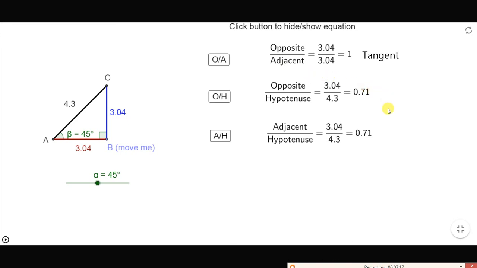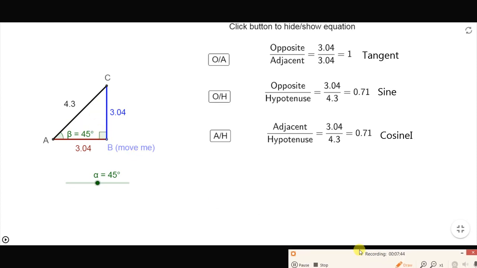The second ratio, which is opposite and hypotenuse, is known as sine, right? And the third ratio is known as cosine. And why is this cosine? Because this is the complementary angle of sine. If you find, for example, this angle is 45 degrees, then this angle will always be 45 degrees, because you know that the interior angles of a triangle always add up to 180 degrees.